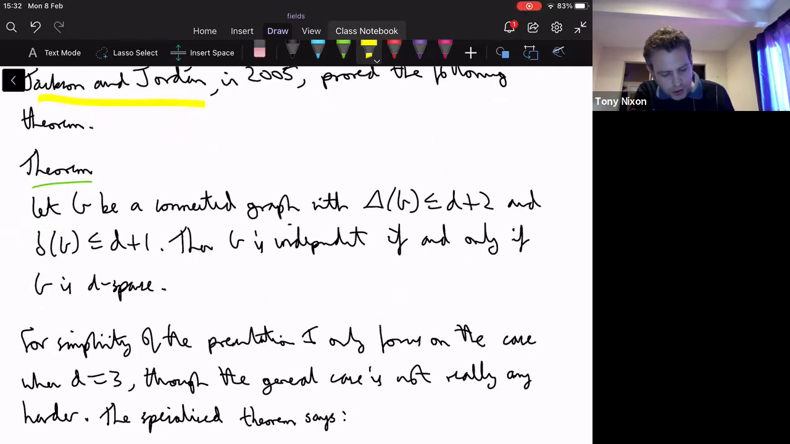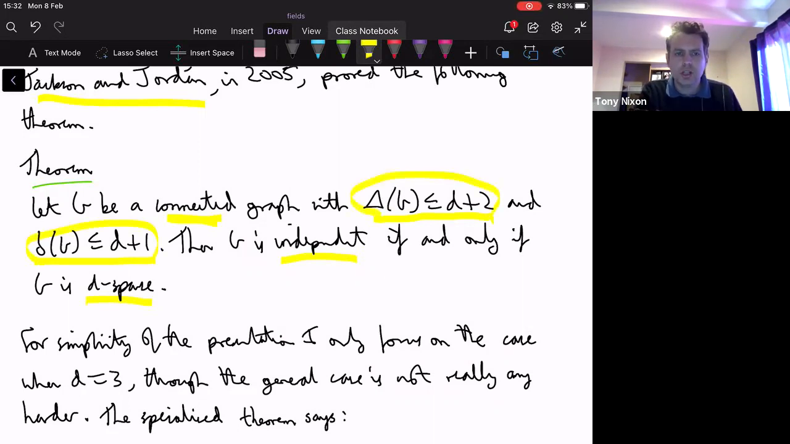They proved that a connected graph, and the word connected is important here, with maximum degree at most d plus 2 and minimum degree at most d plus 1, if such a graph is independent in the d-dimensional rigidity matroid, if and only if it's d-sparse. So they showed that the double banana kind of things can't happen if your degrees are nice, so the degrees are quite small. Notice that this is not a rigidity result.